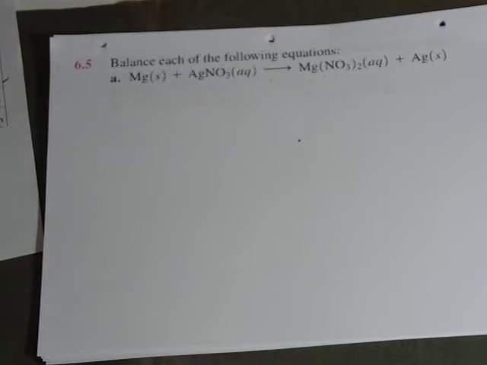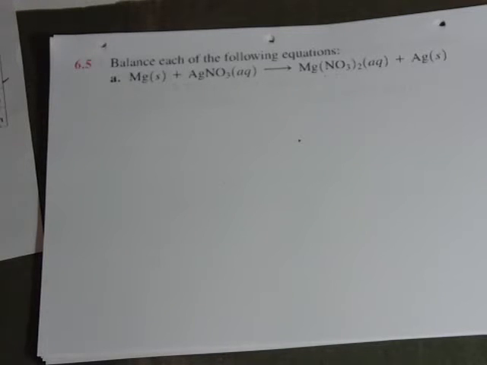Doing another equation, we have to balance this chemical reaction in 6.5, letter A. This is a very similar problem. The main difference here is that we're using polyatomic ions, which we mentioned in the previous chapter but didn't deal with too much. We're just going to treat these polyatomics essentially as atoms, as we had done in the past problem.